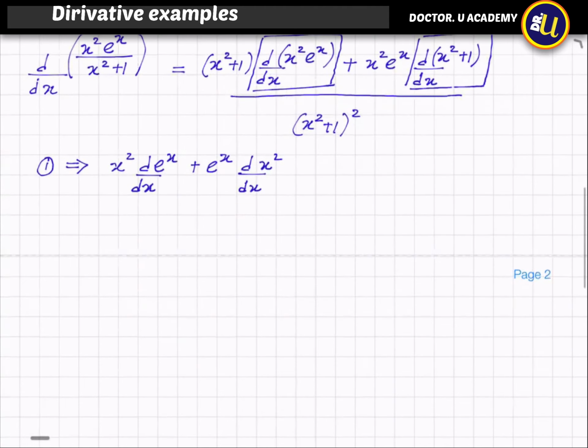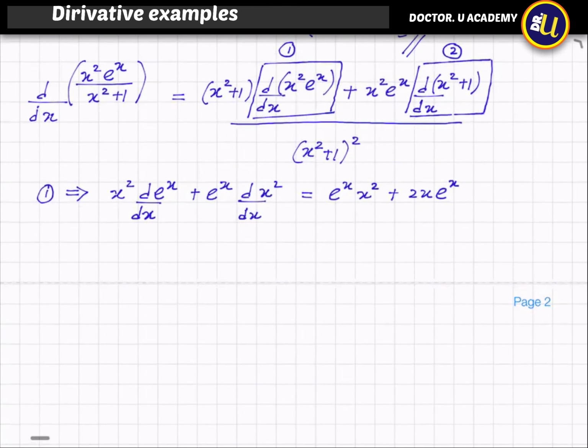Now the answer to this one would be e^x times x squared plus, then I have 2x e^x. Okay, 2x e^x. Now the second one would be d/dx of x squared plus 1. So that would be equal to just 2x.